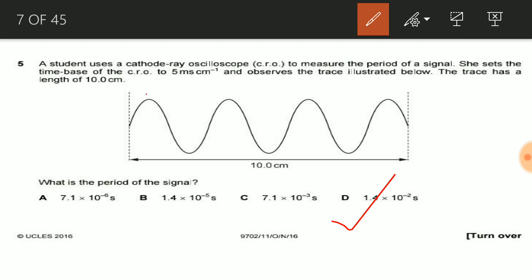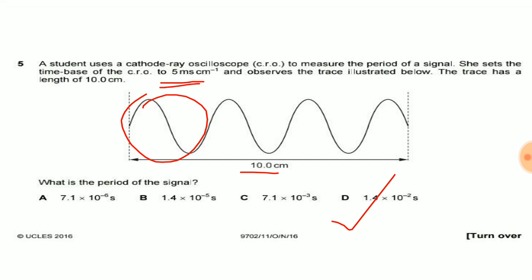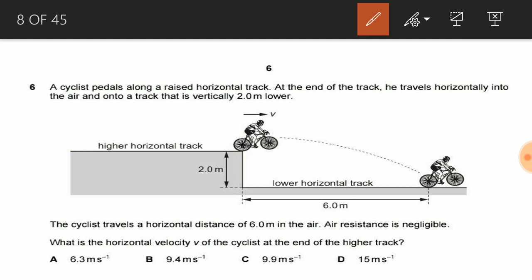Here we got capital T in terms of centimeter from the figure, and on multiplying that with this value, we got our answer. Now let us see question number 6. This is an important question. This is a cycle, and the cycle is flying from this point to this, and this is in the absence of air resistance, air resistance is negligible.